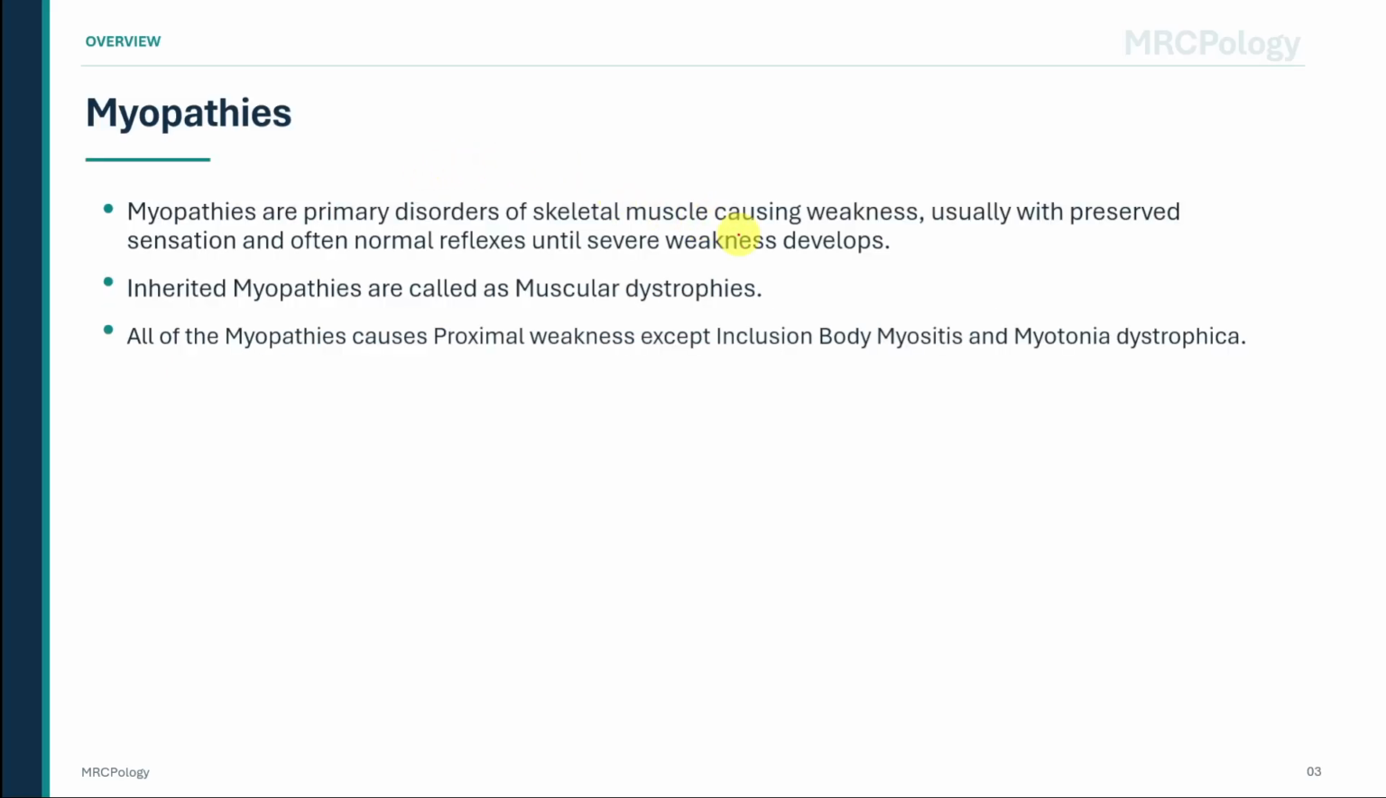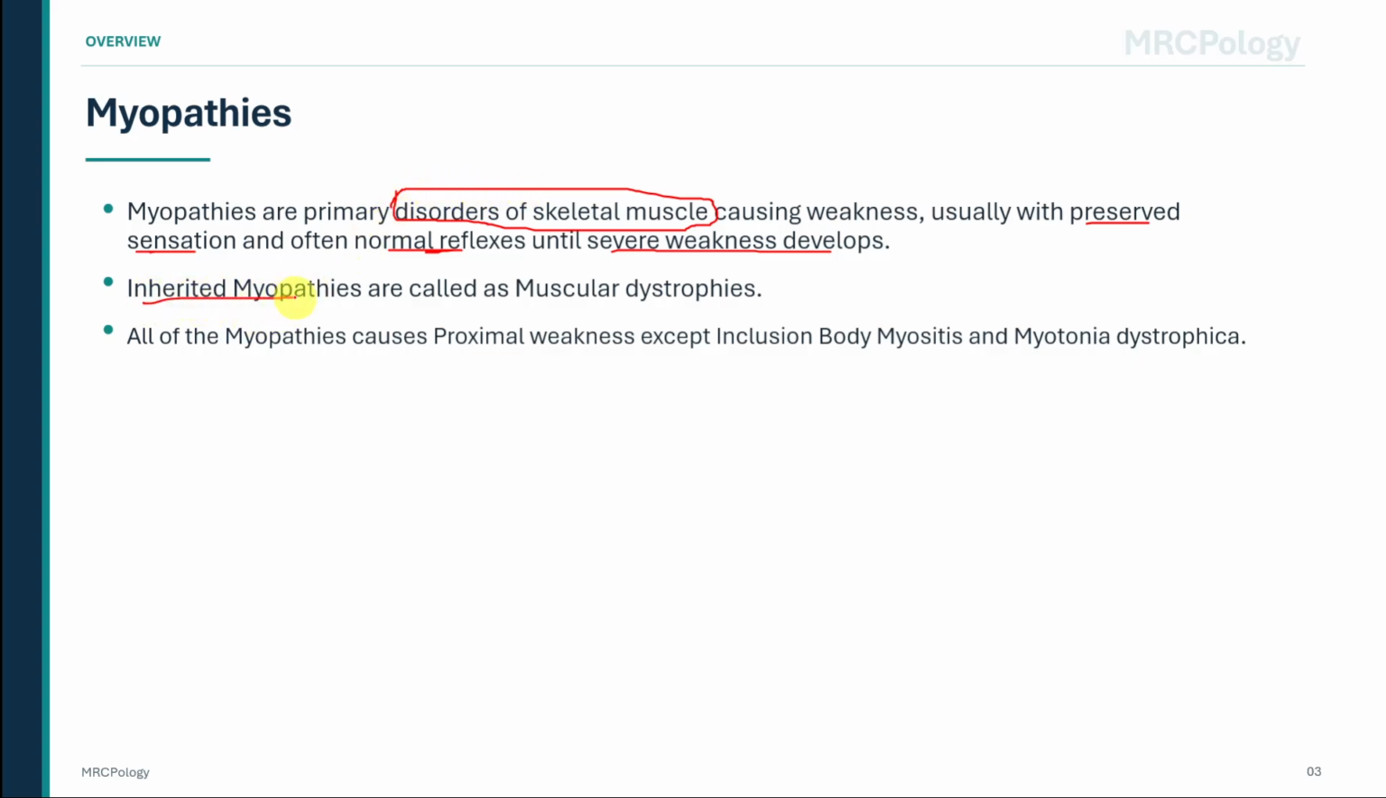Tendon reflexes are often preserved during the early stages because the sensory nerve, motor nerve, neuromuscular junction, and reflex arc remain intact. Reflexes may become difficult to elicit later when the muscle is too weak or too severely wasted to produce a visible contraction. It is important to clarify that inherited myopathies are a broad group.